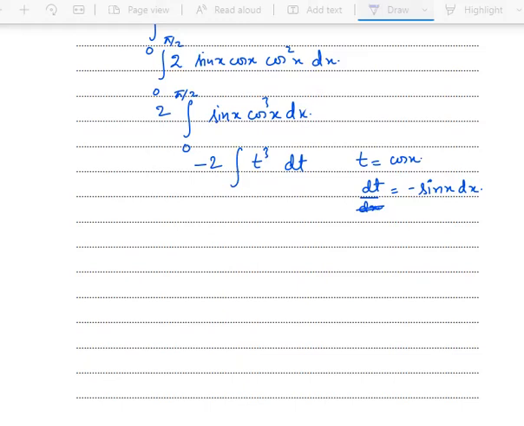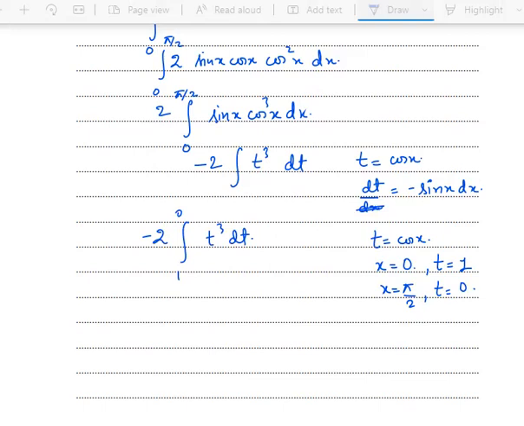Now we have to change the limits of t as well, right? 0 to pi by 2 is the limit of x. So t is equal to cos x. When x equals 0, we have t equals 1 because cos 0 is 1. When x equals pi by 2, we have t equals cos 90, which is 0. So minus 2 from 1 to 0 of t cube dt.